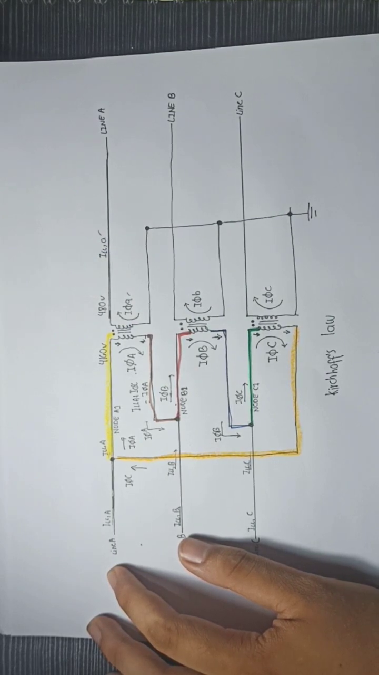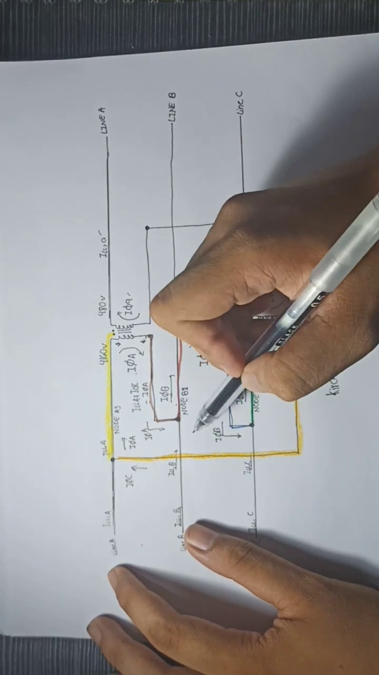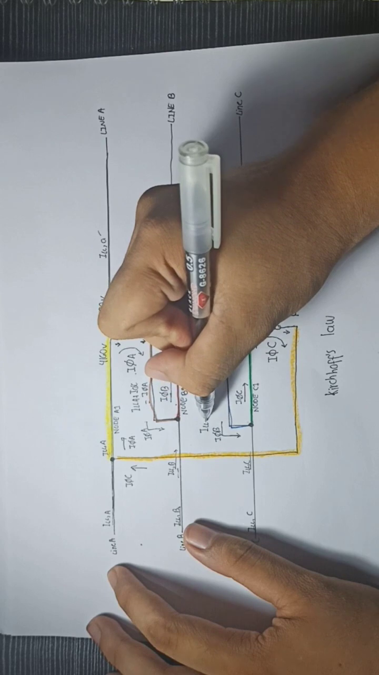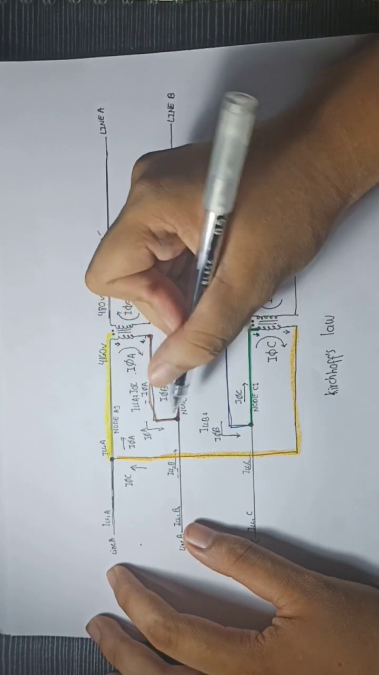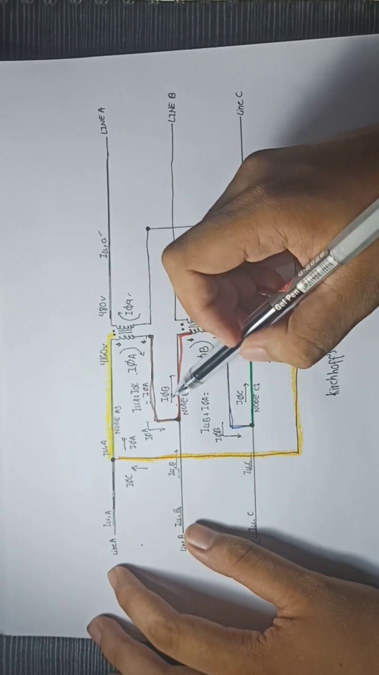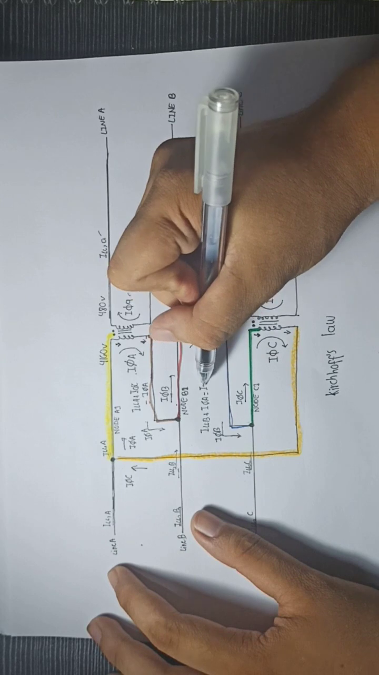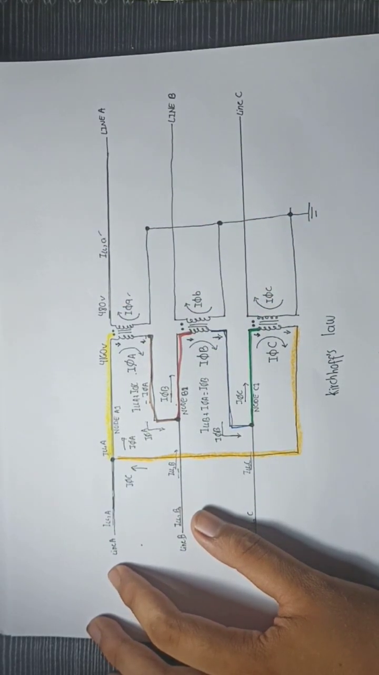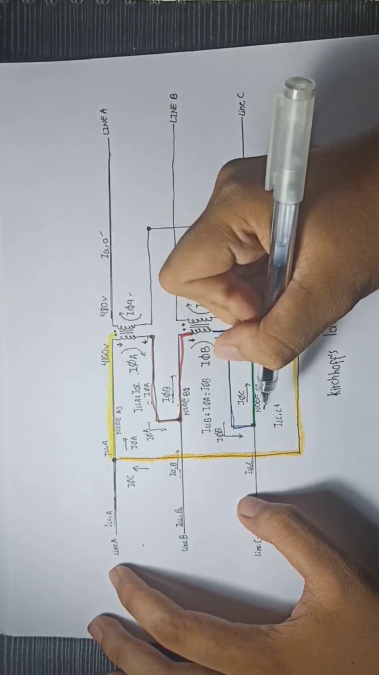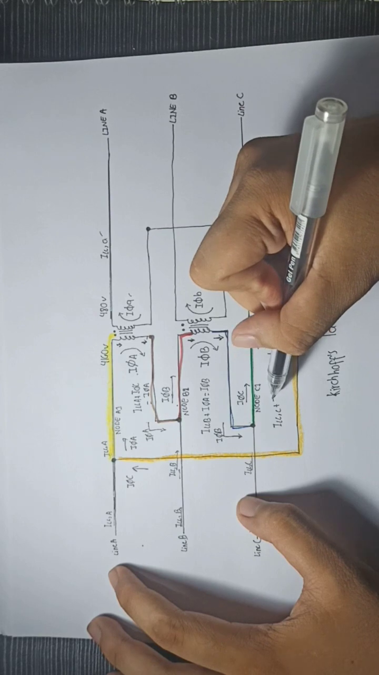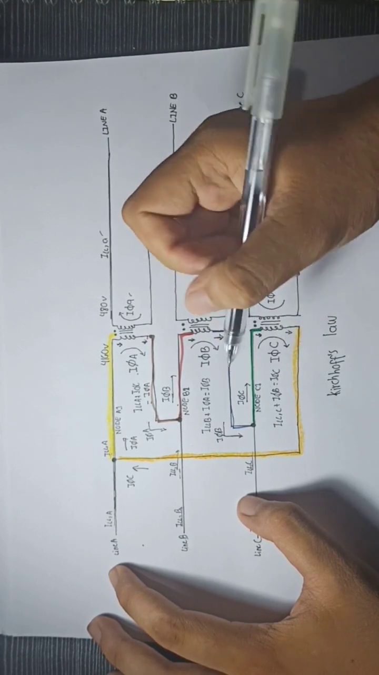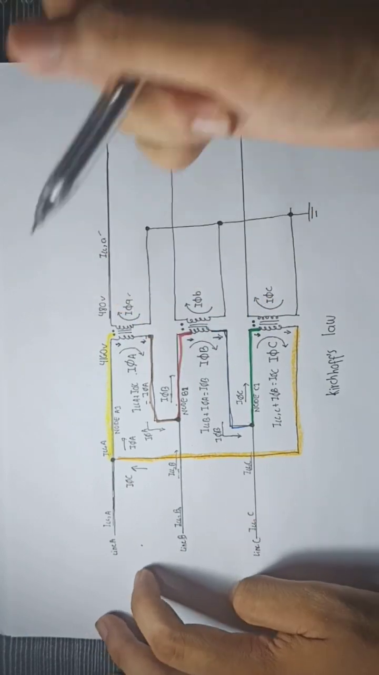Similarly, for node B1, line current B plus phase current A is equal to phase current B. Similarly with node C1, line C current plus phase current B is equal to phase C current. And that's it.